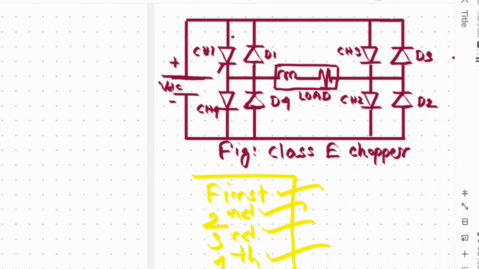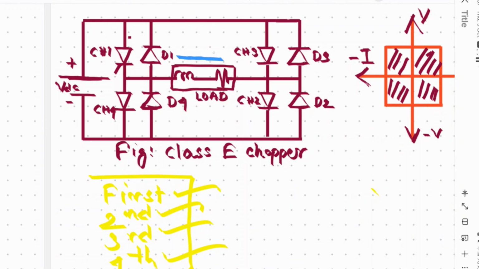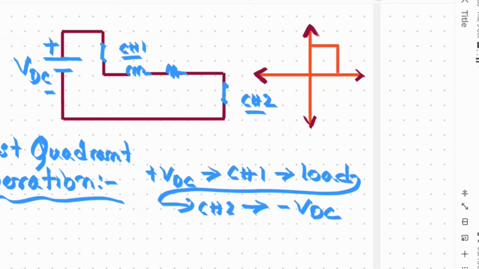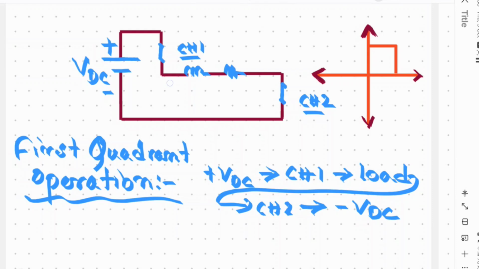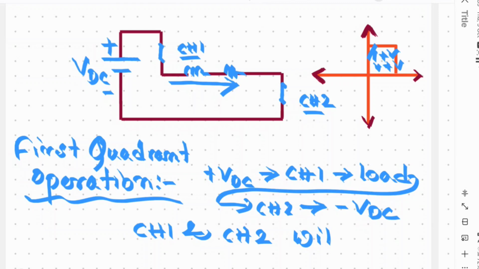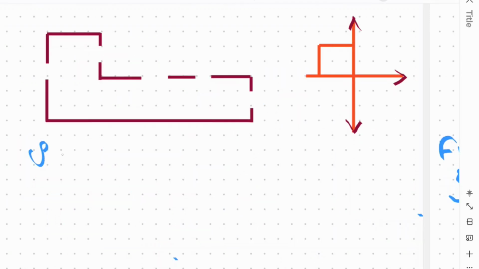If we look into the main circuit, this is the conventional current flow. Both directions are the same, so we can say the current is positive and the voltage is also positive. So this is the first quadrant operation. By doing this type of arrangement, we can achieve the first quadrant operation, in which chopper 1 and chopper 2 will be on. Let's understand the second quadrant operation.